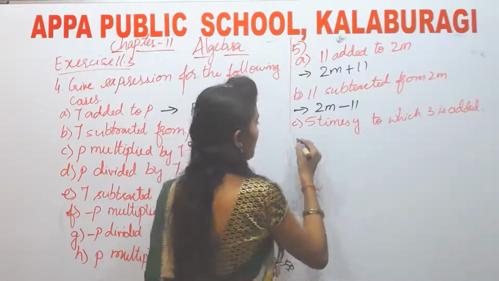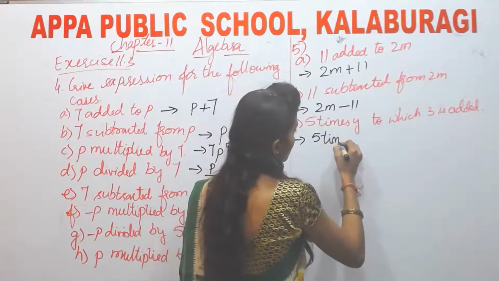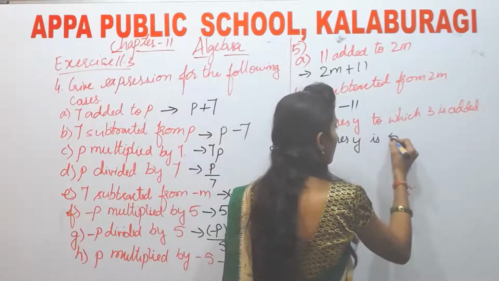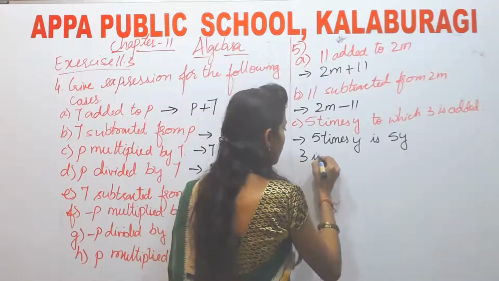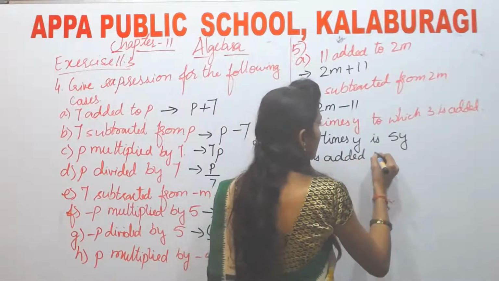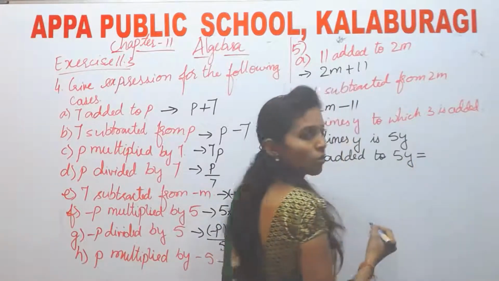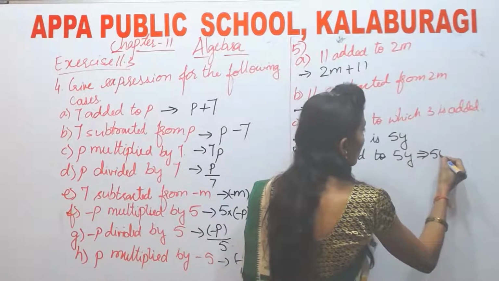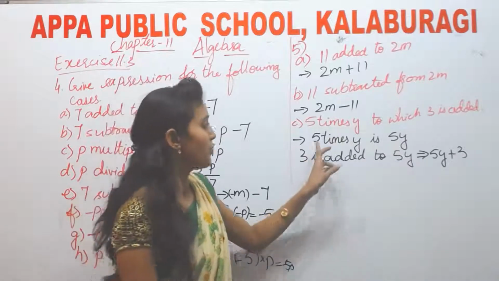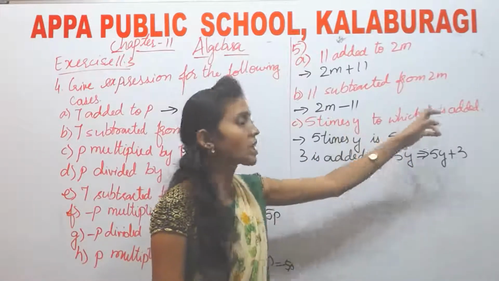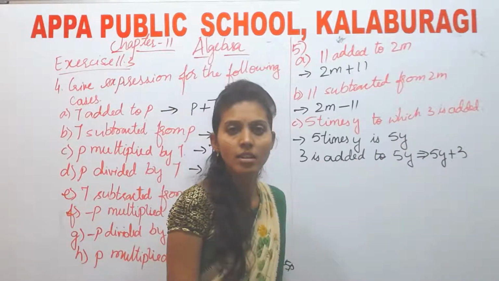So 5 times y. 5 times y is 5y. Right? 3 is added to 5 times y. It is nothing but 5y. So it implies that 5y plus 3. Right? Got it? 5 times y is 5y, to which 3 is added. So to 5y, 3 is added. So 5y plus 3. Got it?